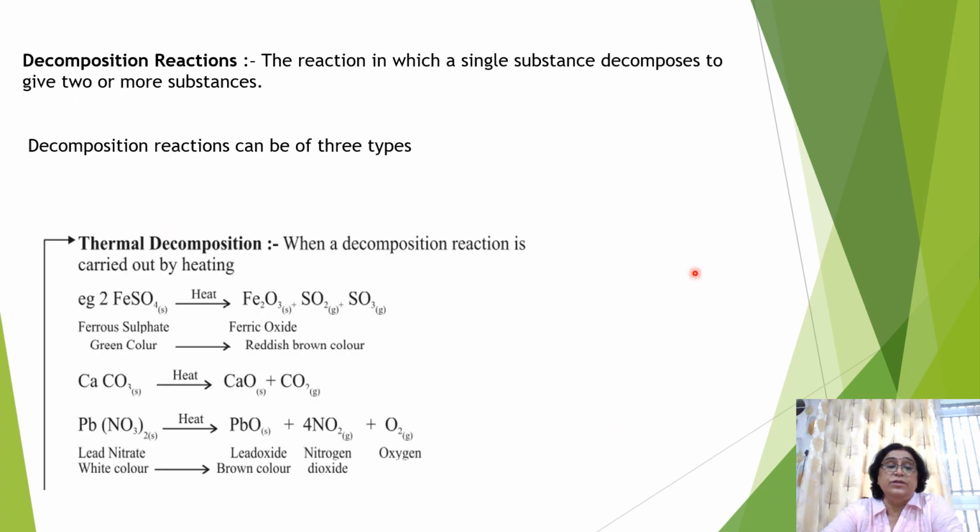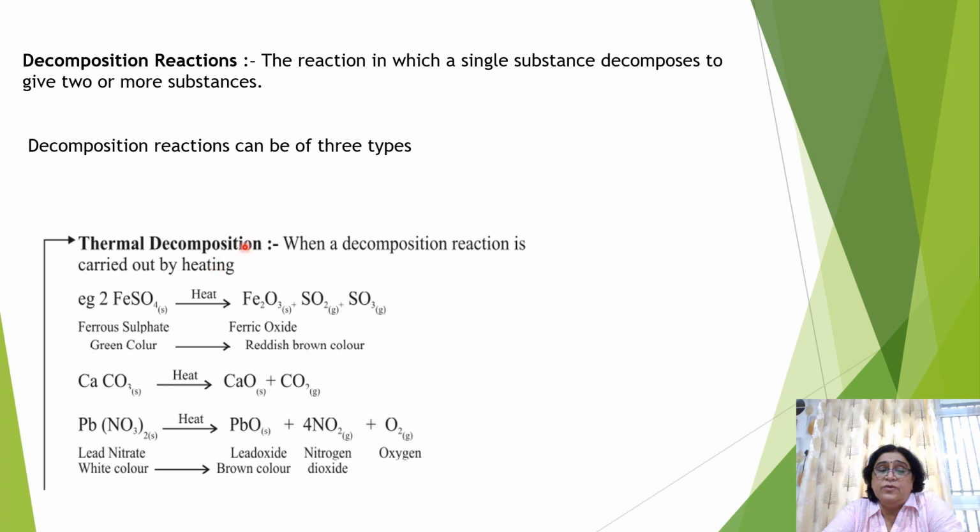Now decomposition reaction. What is a decomposition reaction? When one substance gives you many substances. So when a single substance decomposes to give you two or more substances, you call the reaction a decomposition reaction. Decomposition reactions are of three types: thermal decomposition, photolytic decomposition, and electrolytic decomposition.